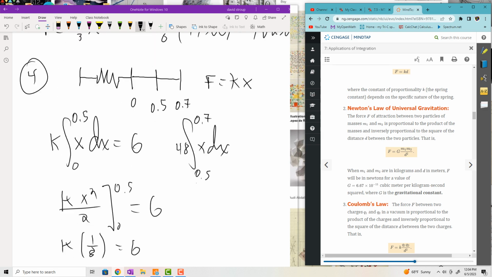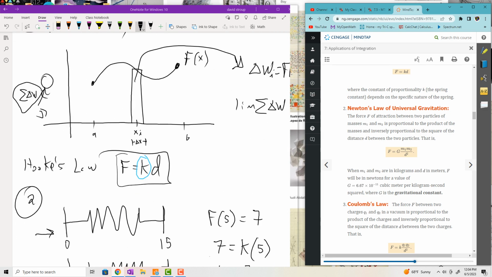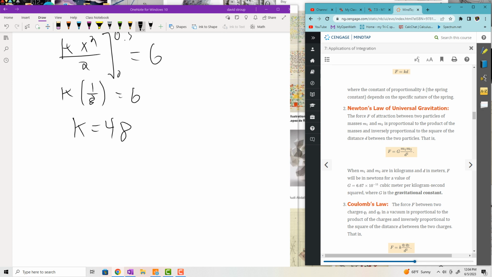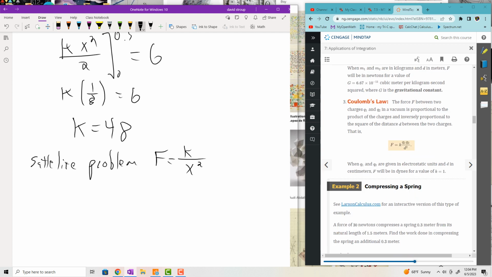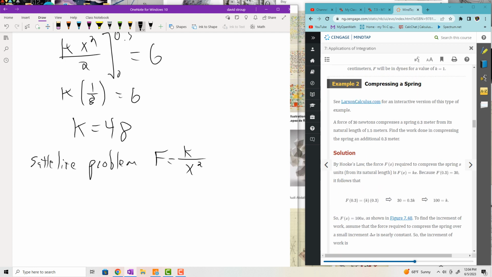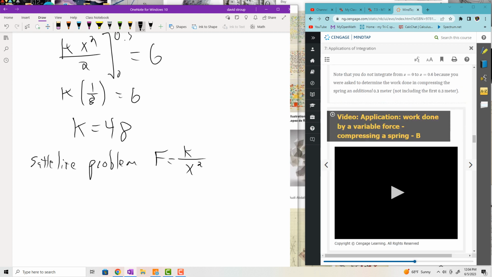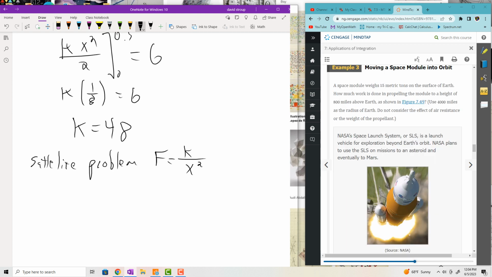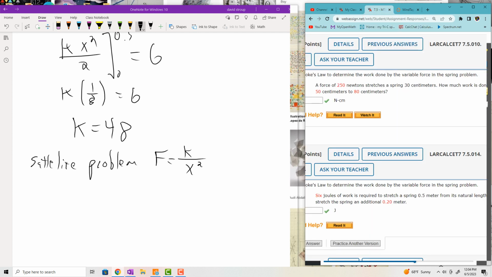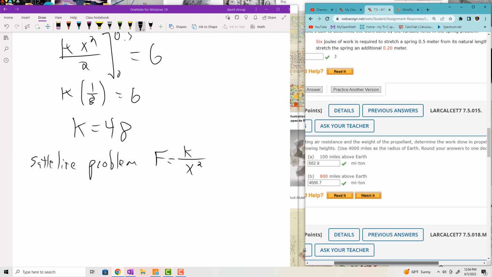So for the gravitational problem, which is basically the satellite problem, our formula will be F equals k all over x squared. Okay. And it works a lot like before. You just have to figure out this constant, and then you're integrating from one position to some other position. There are the pictures for the spring there on the right. Now we want to think about launching a satellite off the planet. Okay, so let's take a look at these kinds of problems.